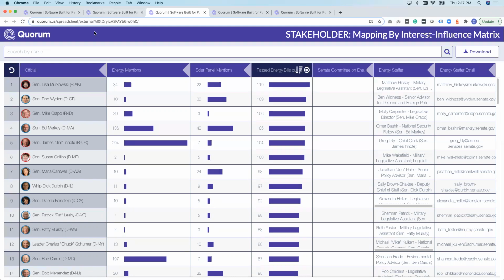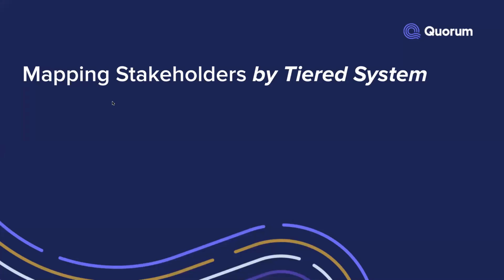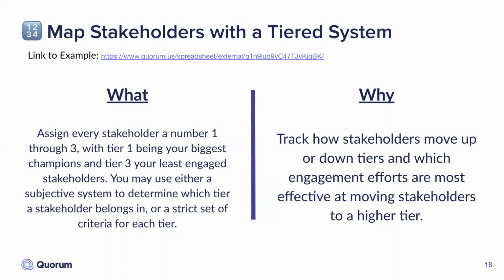Now let's go back to our presentation. The next system is a tiered approach. With a tiered system, your organization can give a stakeholder a number 1 through 3, with tier 1 being your most influential stakeholders, and tier 3 maybe being less important folks.